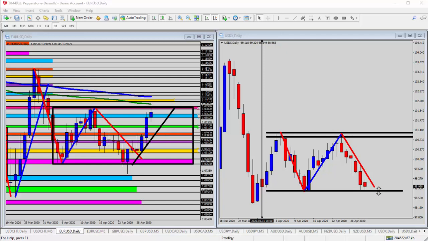Today we're taking a look at the EURUSD, the euro versus the US dollar, for today's trade analysis. Starting here on the daily view, we can see that this currency pair for the past week and a half or so has been in an uptrend.